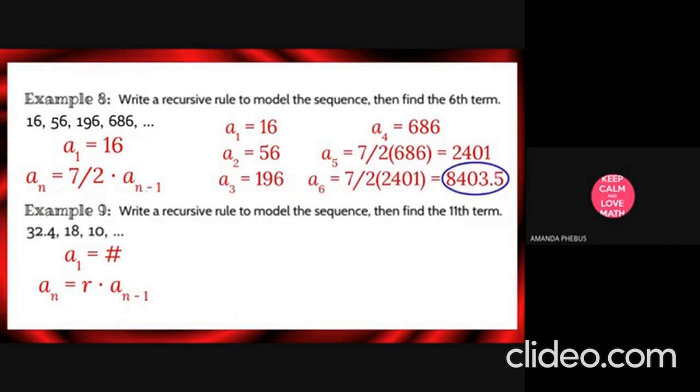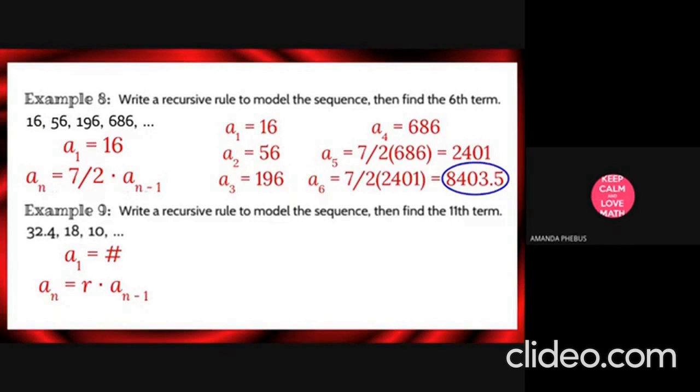All right, so here we're going to find the 11th term, so we're going to have to do a little bit more work. I think I talked about it in the last video. It's going to be a little bit more tedious, but it's not too terrible. It's pretty much just you typing the same thing in the calculator over and over again, right?